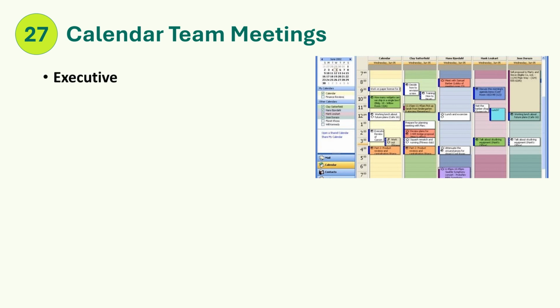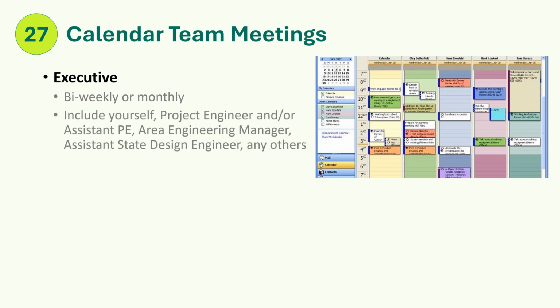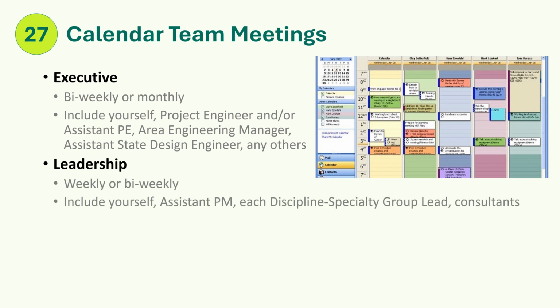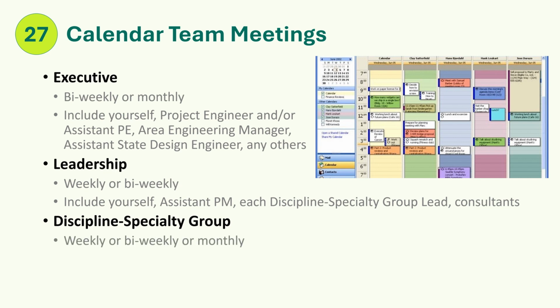Executive. You should set up a biweekly or monthly executive meeting, including yourself, Project Engineer Assistant P, Area Engineering Manager, Assistant State Design Engineer, and any others you recommend. Leadership. You should set up a weekly or bi-weekly leadership meeting, including yourself, Assistant, Deputy PM, each discipline specialty group lead, and consultants. Discipline Specialty Group. The Discipline Specialty Group leads should set up a weekly or bi-weekly or monthly Discipline Specialty Group meeting, including all appropriate staff for that Discipline Specialty Group.